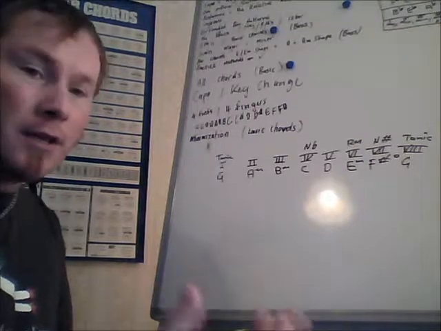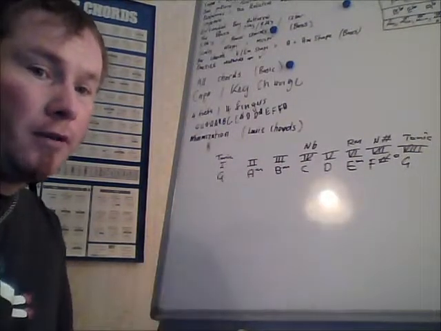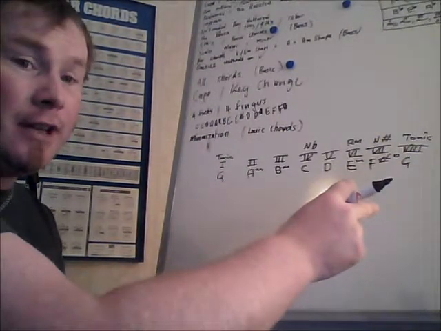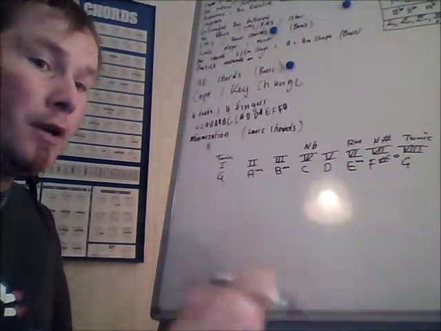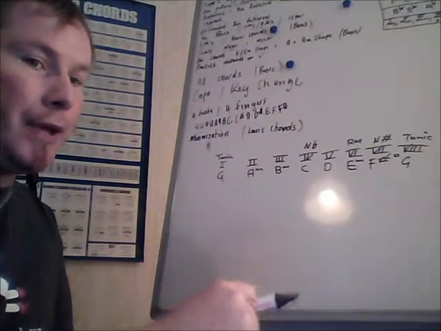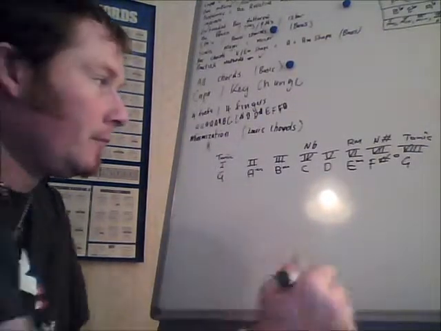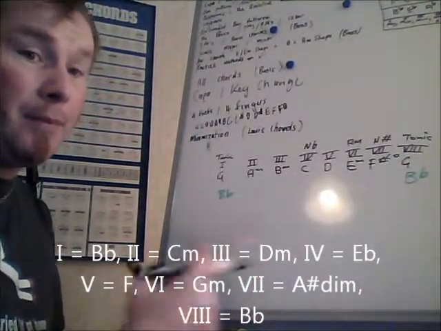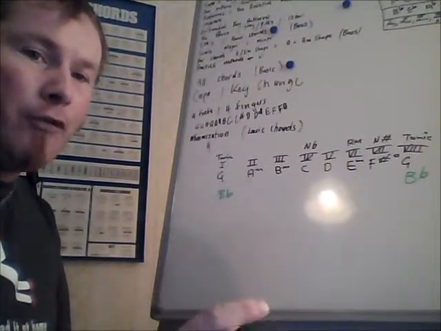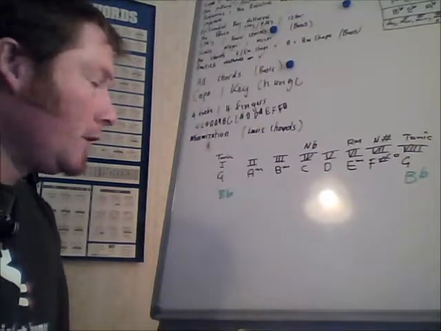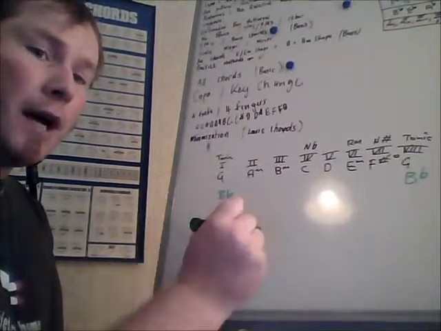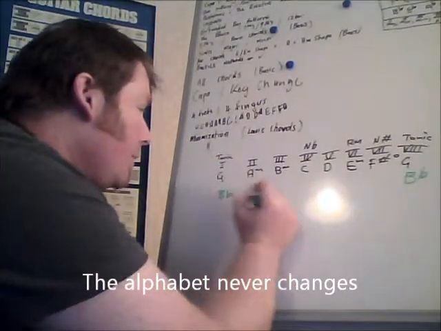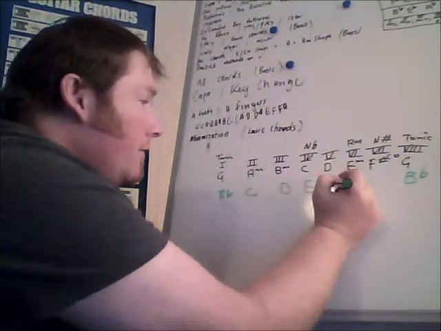Here we go. Simply, the root or the tonic of the key, which is what it's named after, is always the 1st and the 8th degree. So we can put that in because we know by where we put the capo what key you're in. So we can put B flat at the beginning and the end. The alphabet never changes. So we can go through and simply write the alphabet from B back to B. We understand this. B, C, D, E, F, G, A.